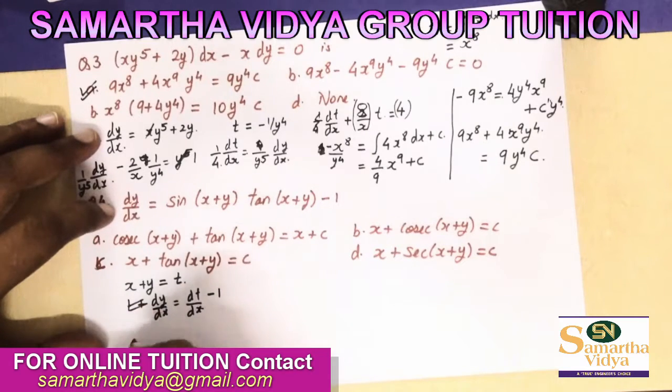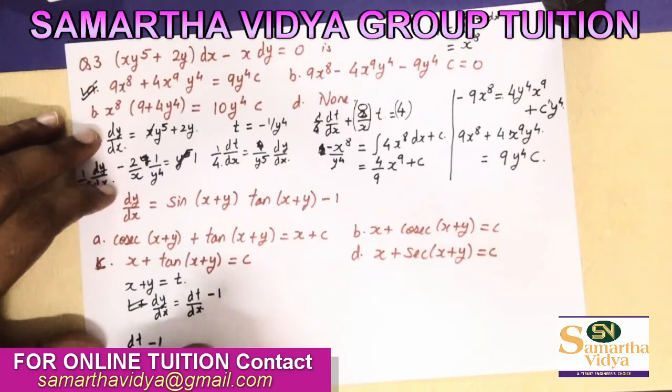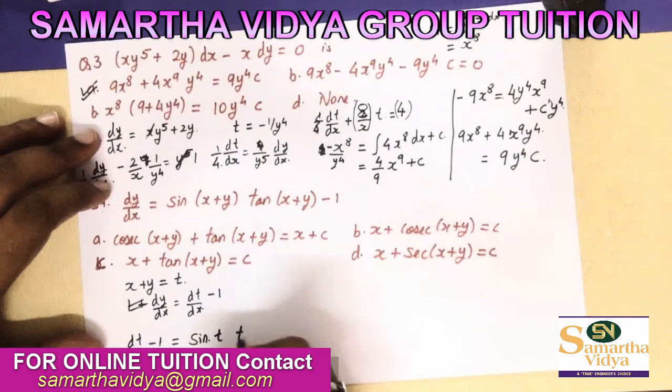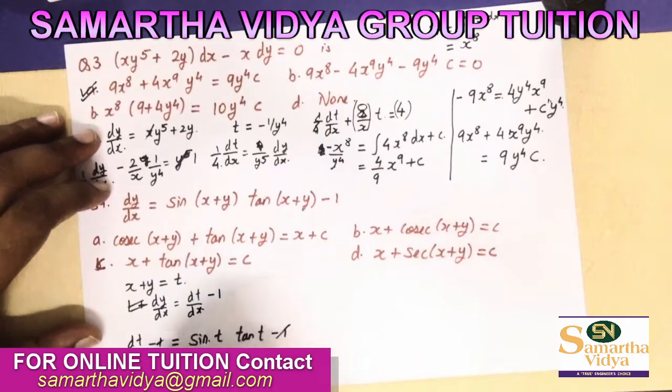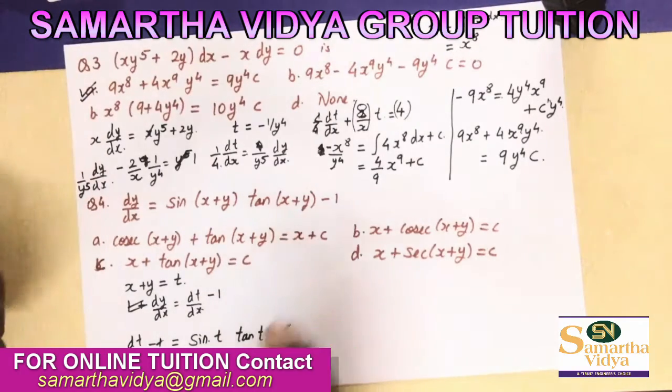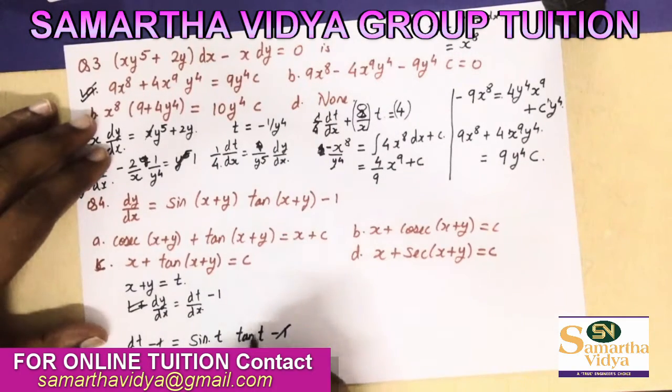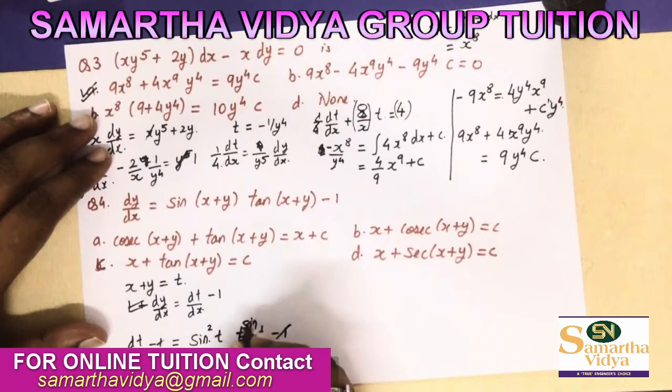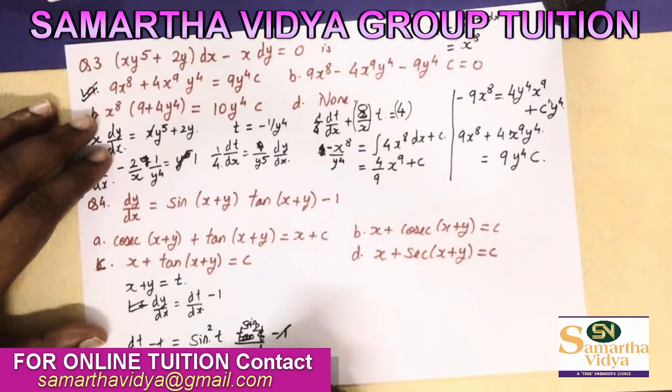So let's substitute in this. Wherever dy by dx is present, it becomes dt by dx minus 1 is equal to sin t tan t minus 1. So 1 gets cancelled out. And now it is of the form variable separable. Now in this I'm going to write this tan as sin t by cos t. So that becomes sin square t upon cos t.